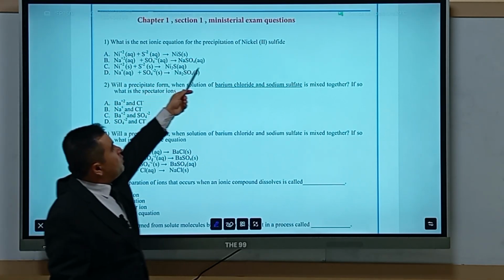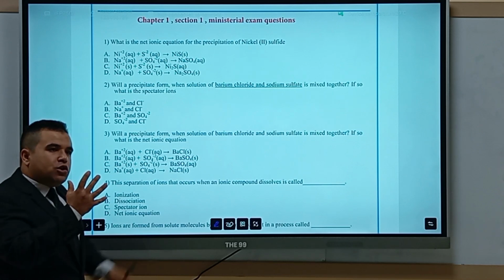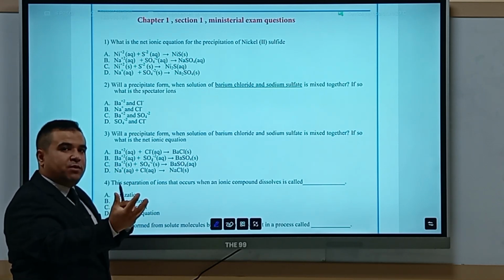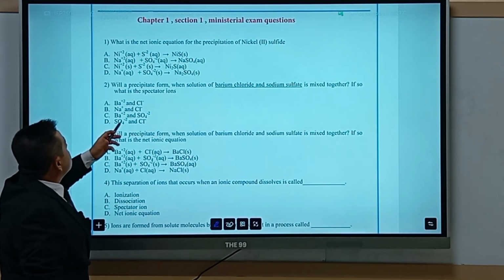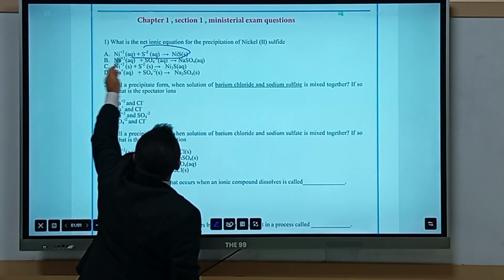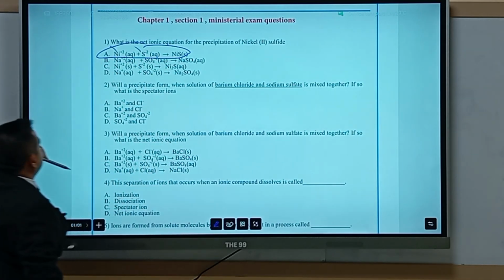What's the net equation for the precipitation of nickel(II) sulfide? Of course, whenever such questions are asked, there should be the ions of that salt in the reactant and the precipitate of the salt in the product. So the correct answer is A. Why? Because the ions appear in the reactant and the precipitate in the product.